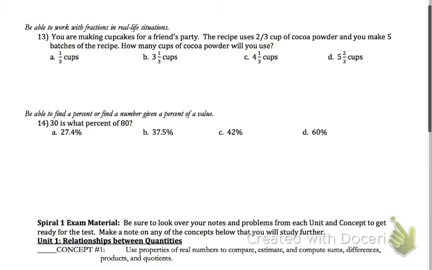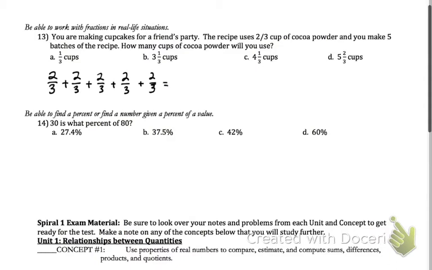Problem 13. You're making cupcakes for a friend's party. The recipe uses 2/3 cup of cocoa powder, and you are making 5 batches of the recipe. How many cups of cocoa powder will you use? So every recipe needs 2/3 of a cup, and we're making 5 different batches. One way you could do this is say you have 2/3 plus 2/3 plus 2/3 plus 2/3 plus 2/3. That would be 5 batches.